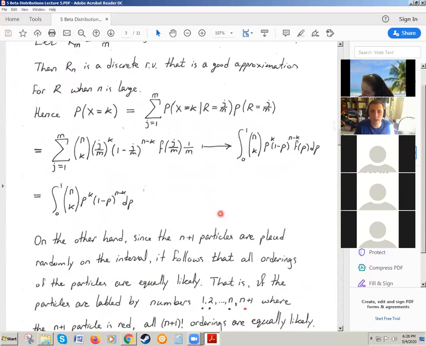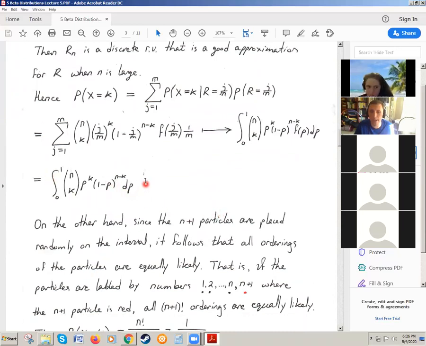Now, this integral is one way to calculate this probability, and it's pretty complicated. You have to use some sort of u-substitution, and so on. So this integral is fairly complicated. Let's see how we can use a combinatorial argument to find another way to solve it.